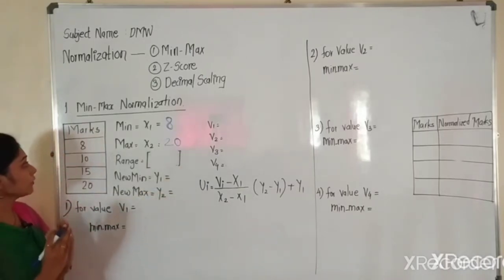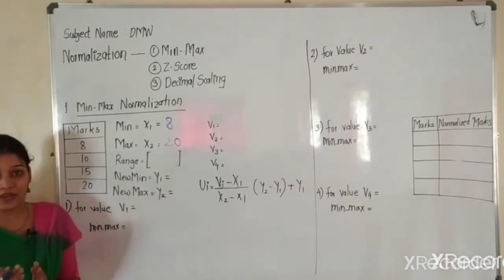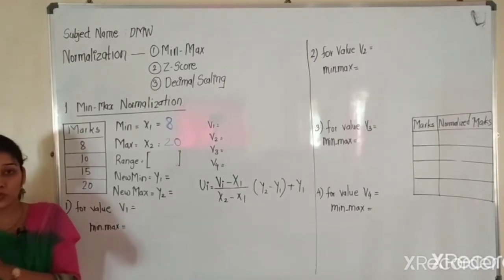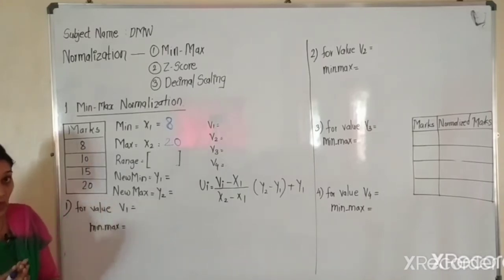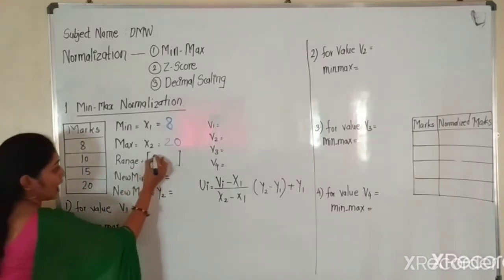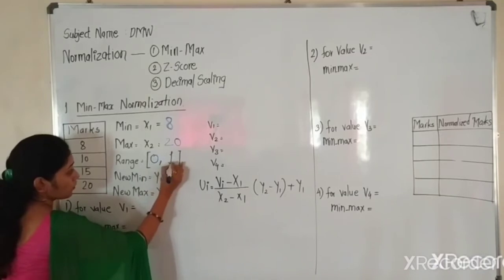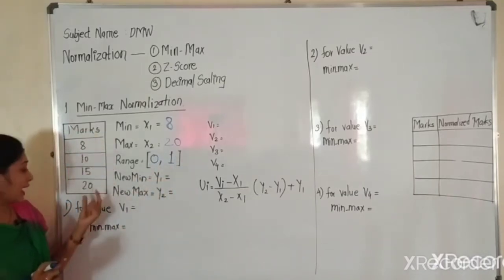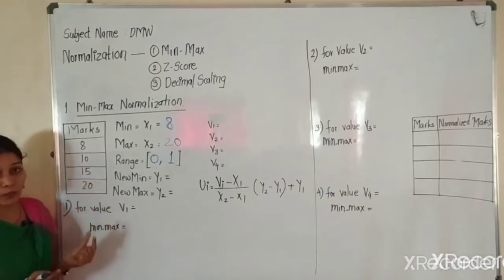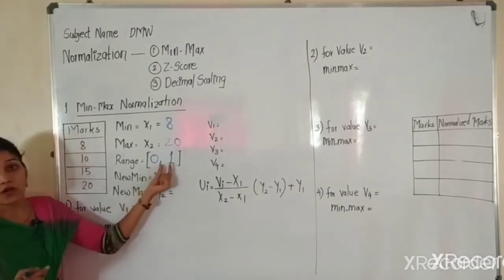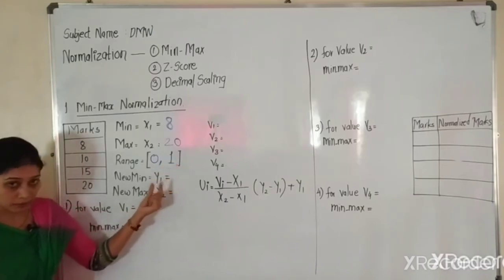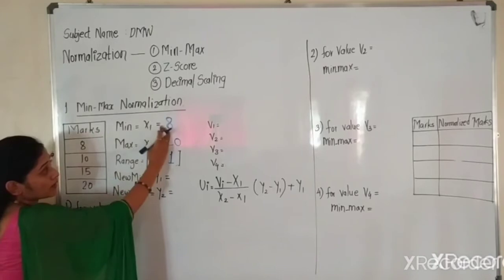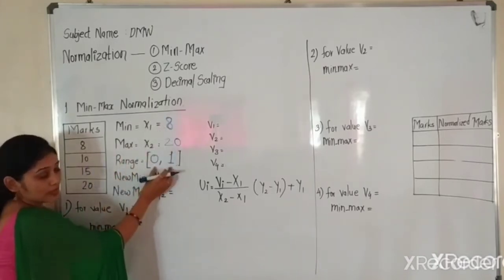Now I want to convert these values into some range, for example from -1 to 1, 0 to 1, -1 to 0, likewise. So if I give a range that I want to convert these values from 0 to 1, then I have to represent 8, 10, 15 and 20 in the form of 0, 0 point something, up to 1. So this is my new range into which I have to convert these values.